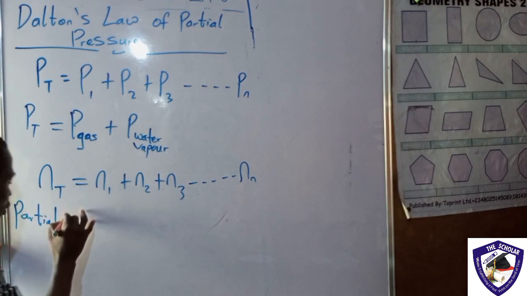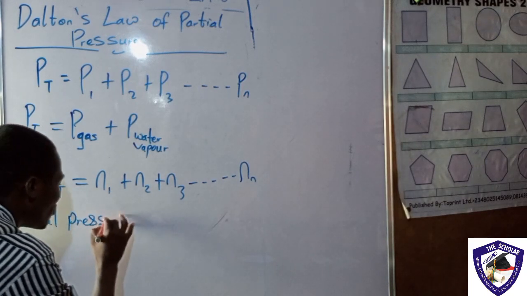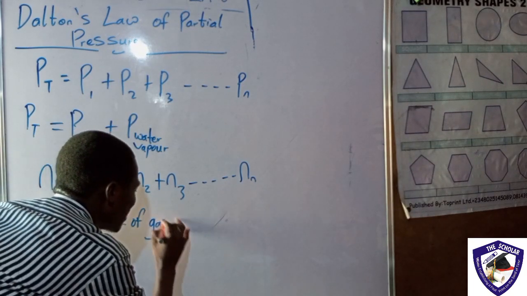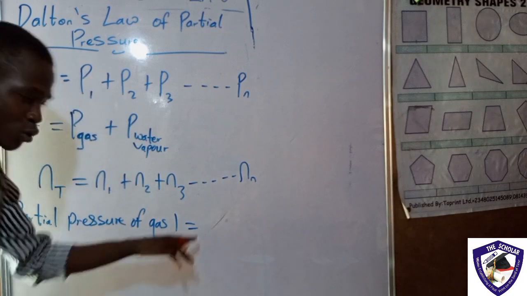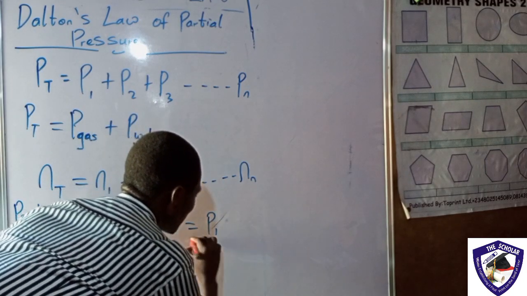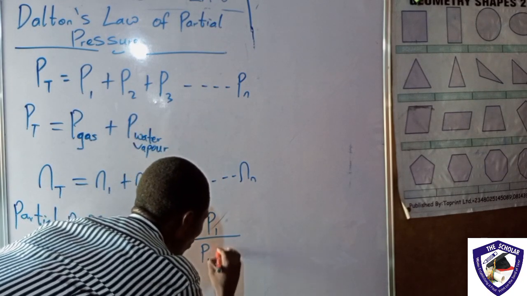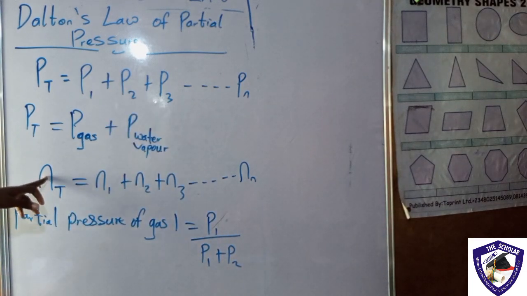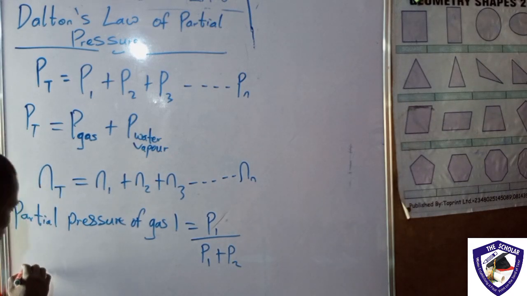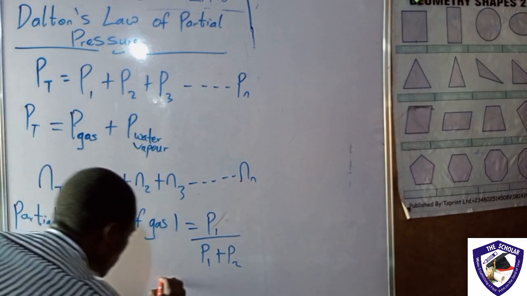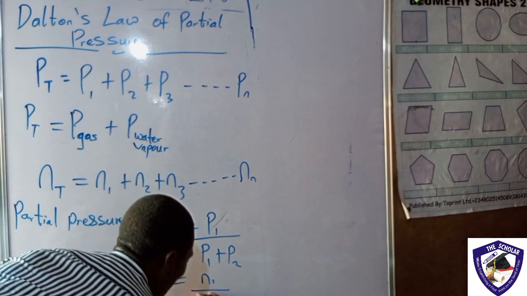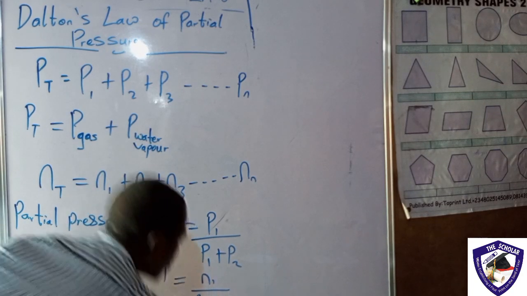For you to understand the concept of the equation, I want you guys to do one study. Partial pressure of gas 1 is equal to P1 over P1 plus P2. Now if you are asked to calculate for the mole, of gas 1, it will be N1 over N1 plus N2.